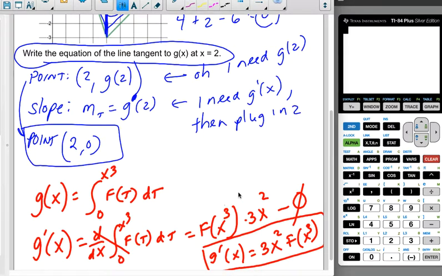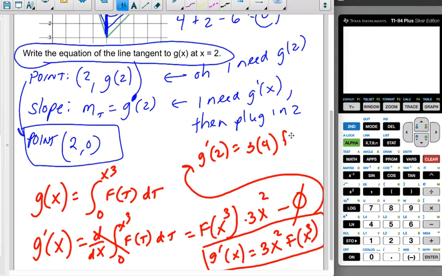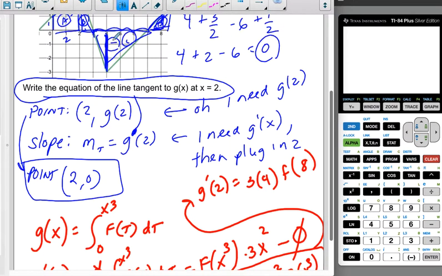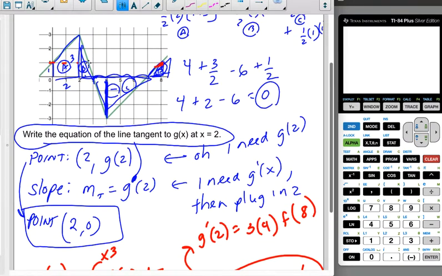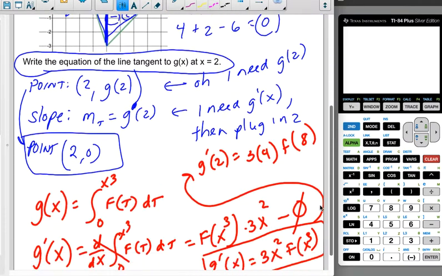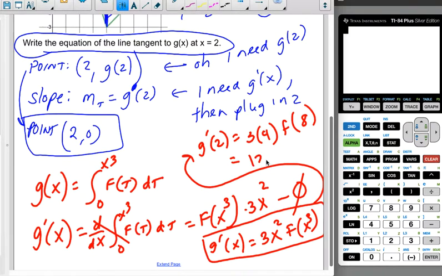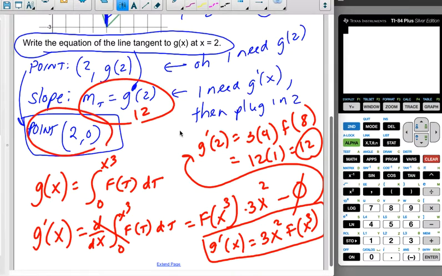Now I need my slope to be g prime of 2, rather. So my slope, g prime of 2, should be 3 times 4 times f of 8. Well, we can see up here that f of 8 is 1 on the graph, right? There's f of 8. So I get 12 times 1, or just 12. So now I have a slope, right? I now know my slope is 12, and I know my point is (2, 0).